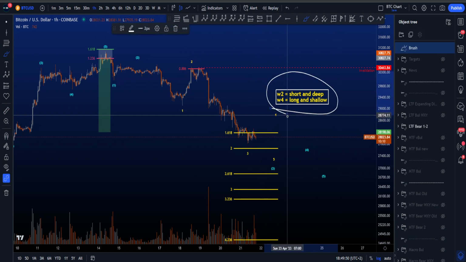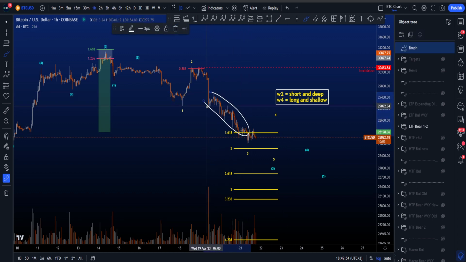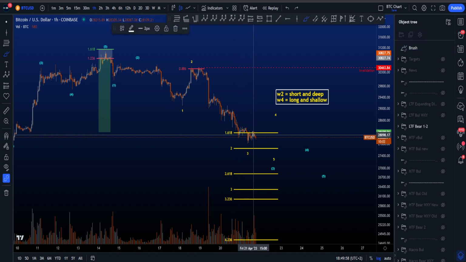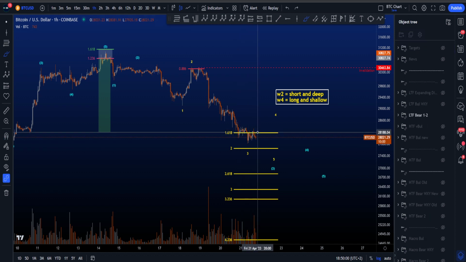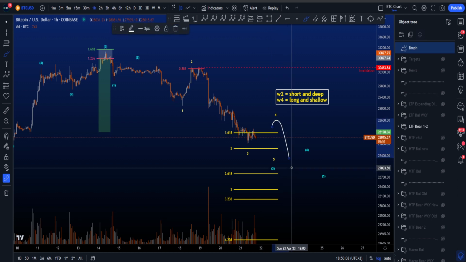So this is what I am basically waiting for. In my opinion, these corrective structures that we had over here, a little bit sideways at the moment, are not yet confirming me, or enough confirming me, that wave 3 is already in. I definitely want to see a bit of a longer range before then eventually continuation to the downside.